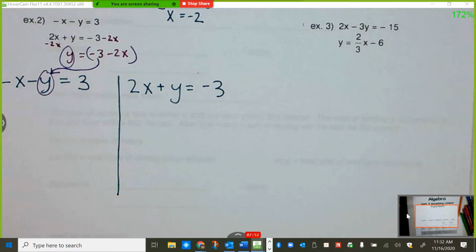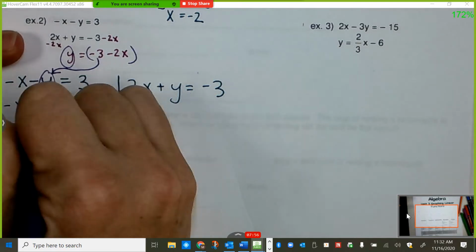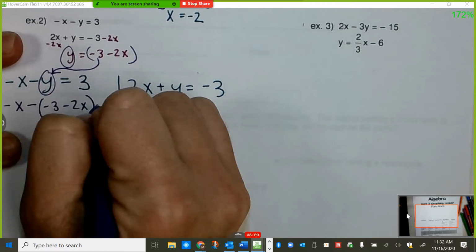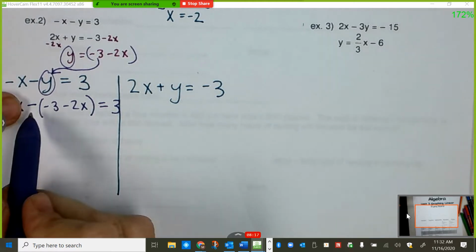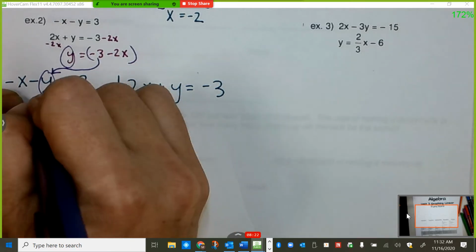Okay, so now we know y equals this, so we're going to replace y by substituting that in. So I get -x minus my y, which equals -3 minus 2x, equals 3. Now I only have x's left, so I substituted correctly. And how do I solve this for x? Distribute what? The negative only. Whatever's touching the parentheses is what we distribute. So we're going to just distribute the negative.